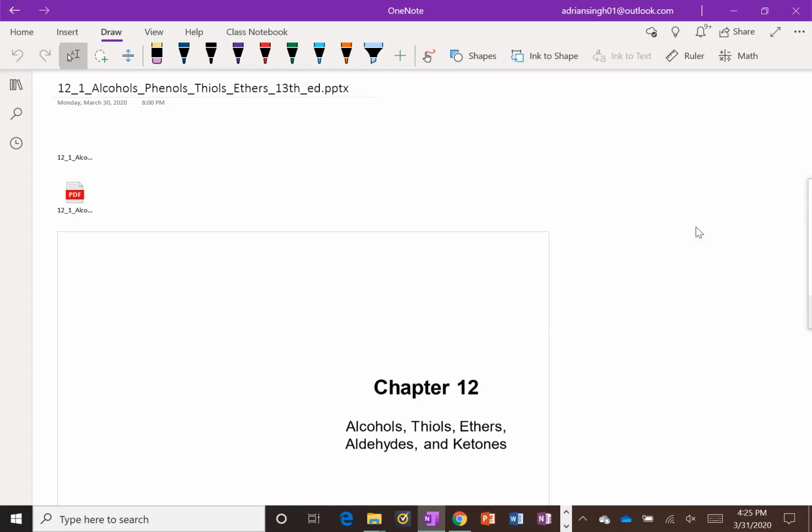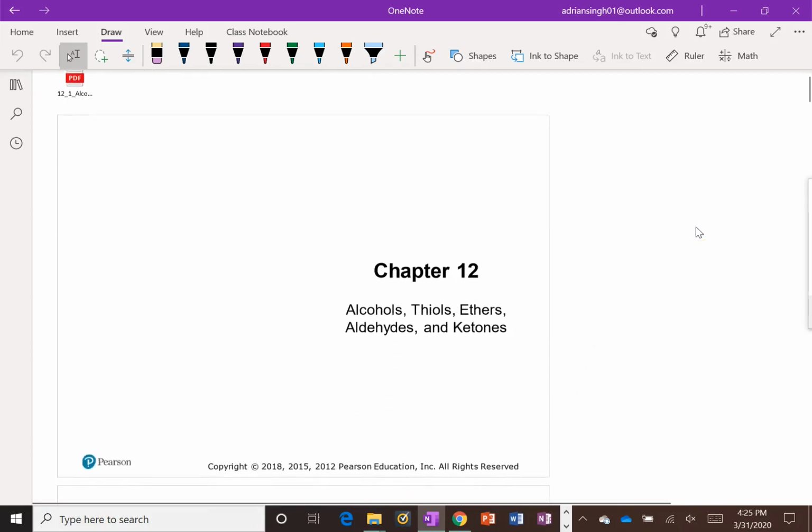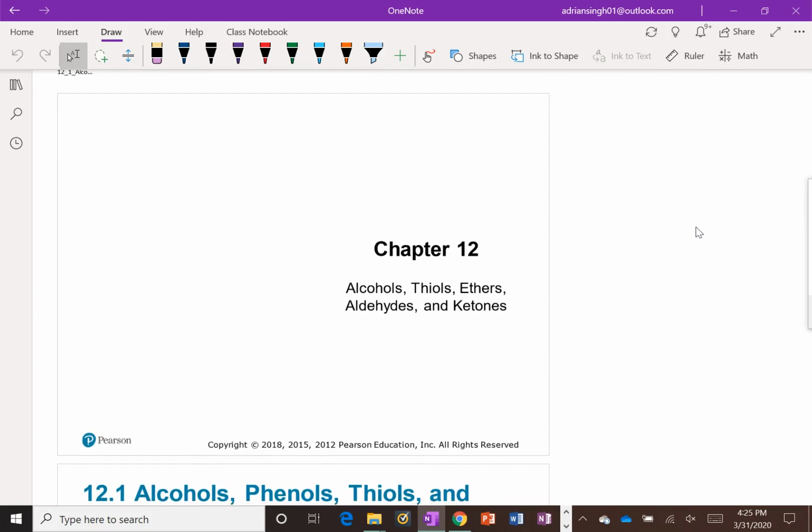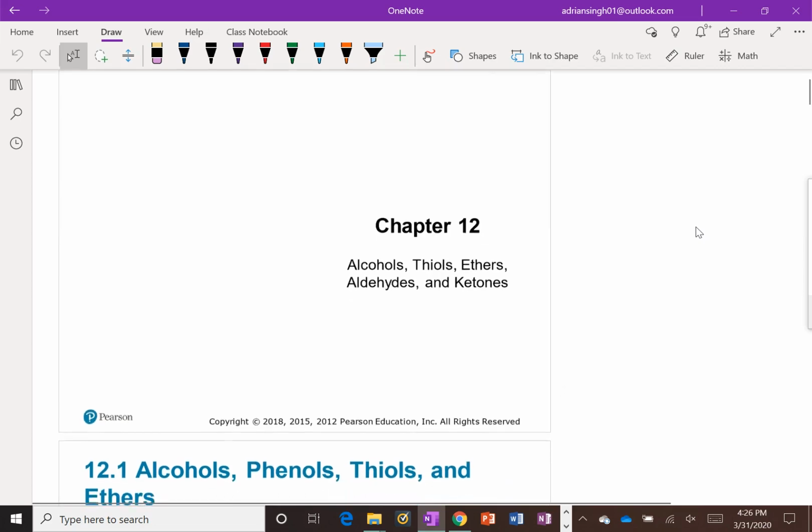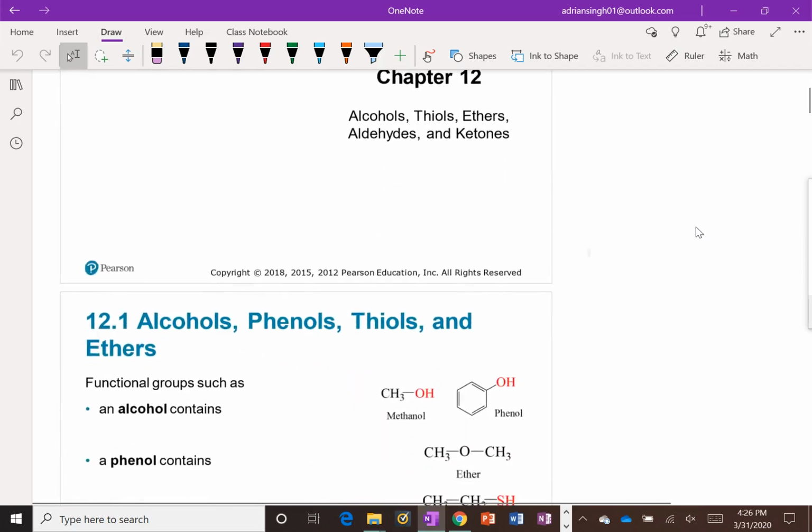All right, so in chapter 12, we're going to be taking a closer look at some of the functional groups that contain atoms other than carbons and hydrogens. And here we're going to be focusing on our alcohols, thiols, ethers, aldehydes, as well as ketones. You got a preview of these functional groups at the end of chapter 11 when we had gone through and listed essentially all of the functional groups that we're going to be encountering in this class. Now we're going to take a look at some of the specific properties of these functional groups.